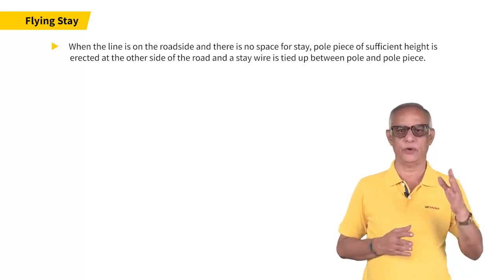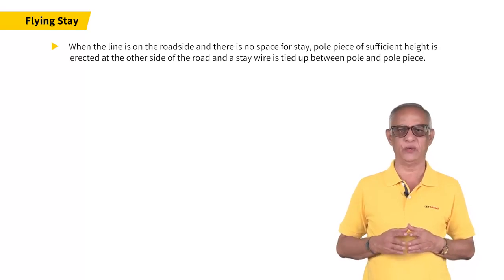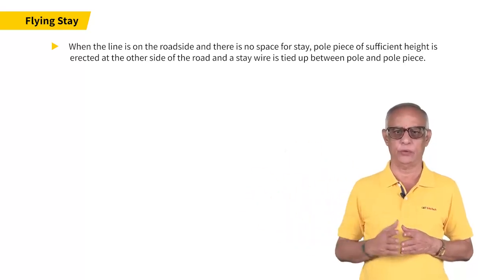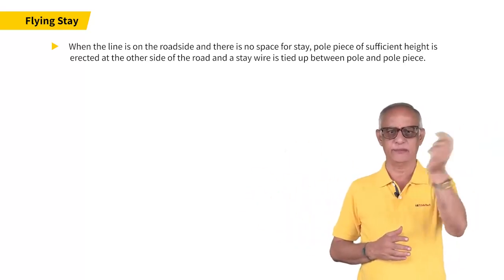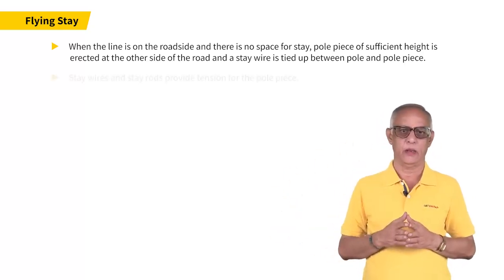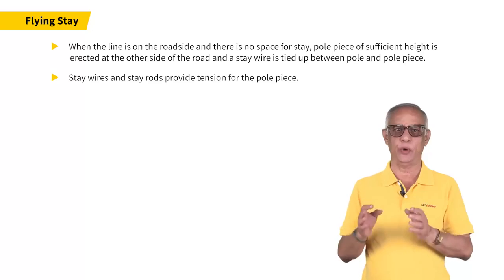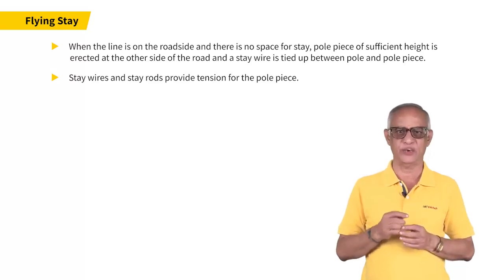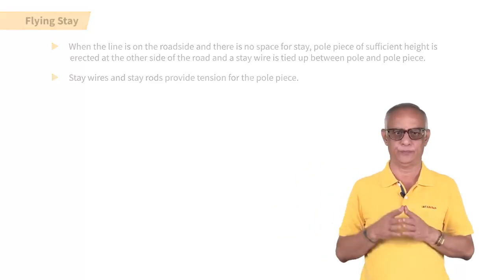The next type of stay is a flying stay. When the line is on the roadside and there is no space for stay, a pole piece of sufficient height is erected at the other side of the road and a stay wire is tied up between the pole and the pole piece. For giving tension to the pole piece, stay wire and stay rods are used.